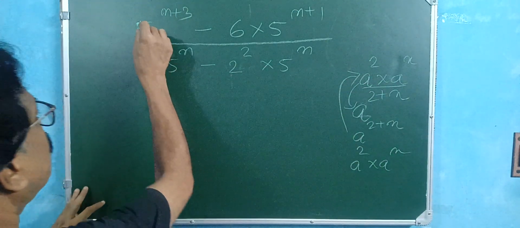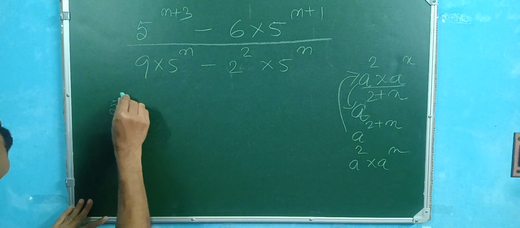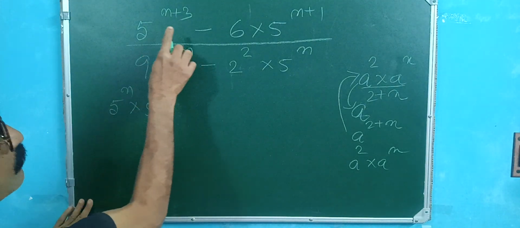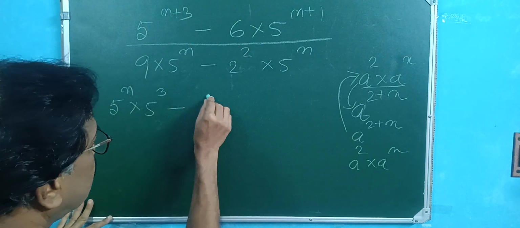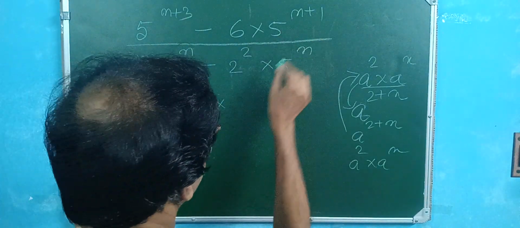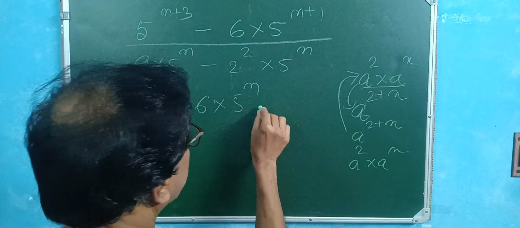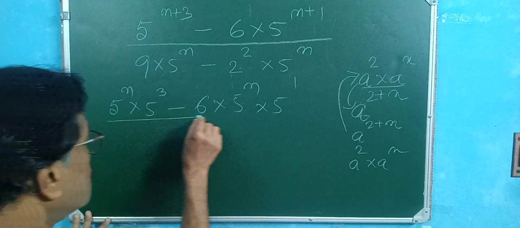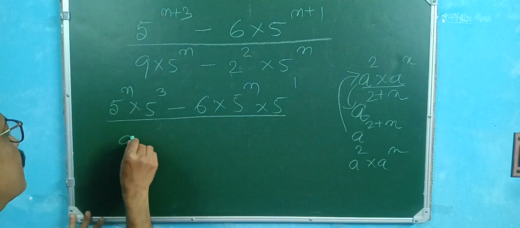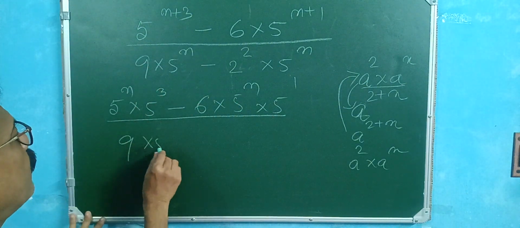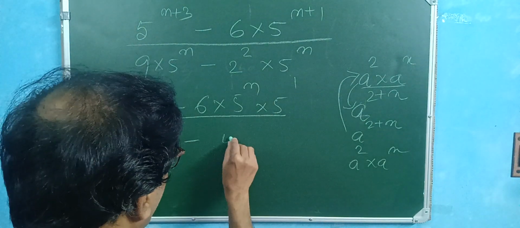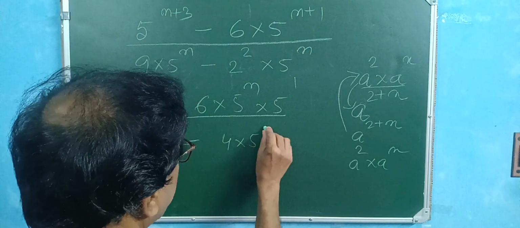You have to fix this part. So here you just write 5 to the power n into 5 to the power 3. This is very important. This break, this is 6 into 5 to the power n into 5 to the power 1. And here is also 9 into 5 to the power n, and minus 2 square, that is 4, into 5 to the power n.